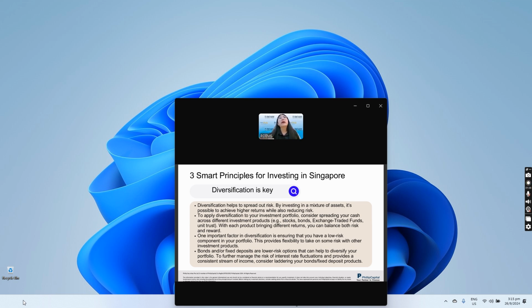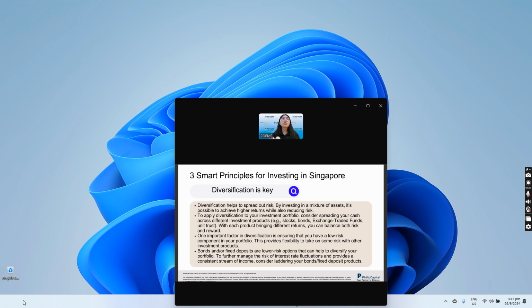Okay, then you can invest in a mixture of assets. For example, you can diversify the asset portfolio: some in bonds, some in equities, and then some in unit trust. Let's say, it's possible to achieve higher return and also reduce risk. So you need to have a plan, like how much risk I can take. So you can adjust how much portion is low risk product, how much portion is high risk product.